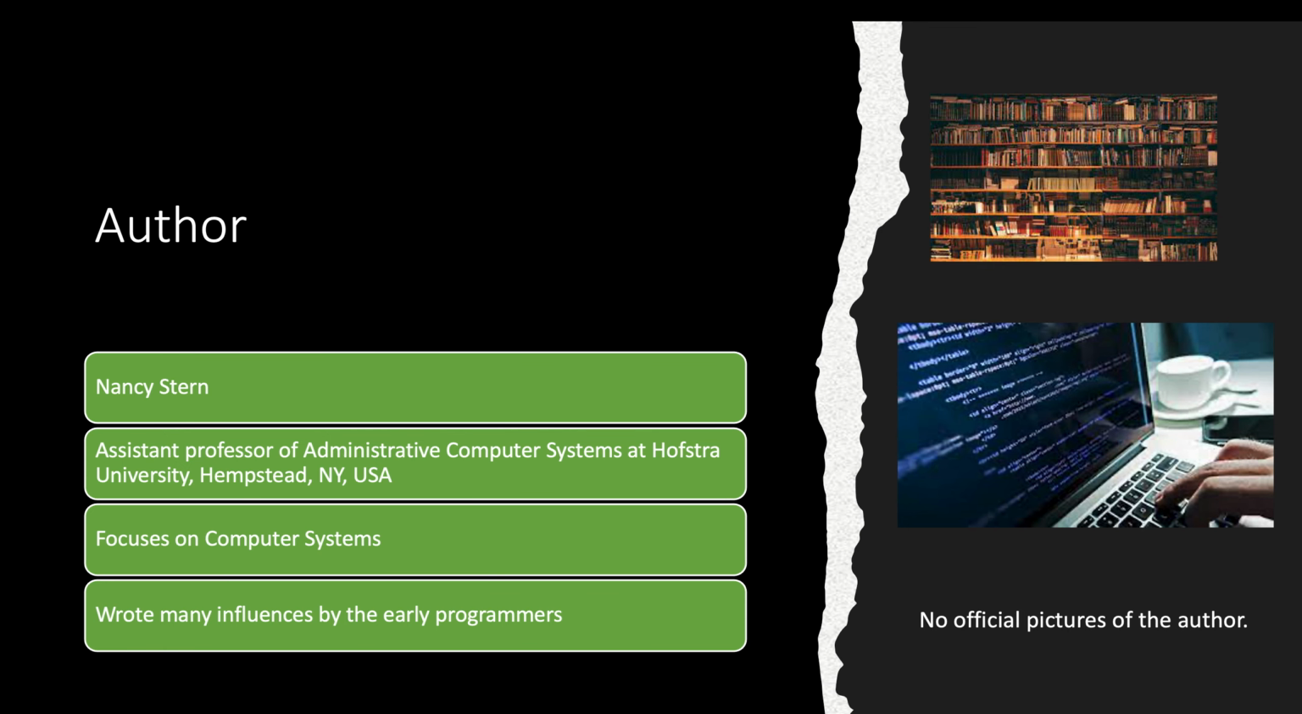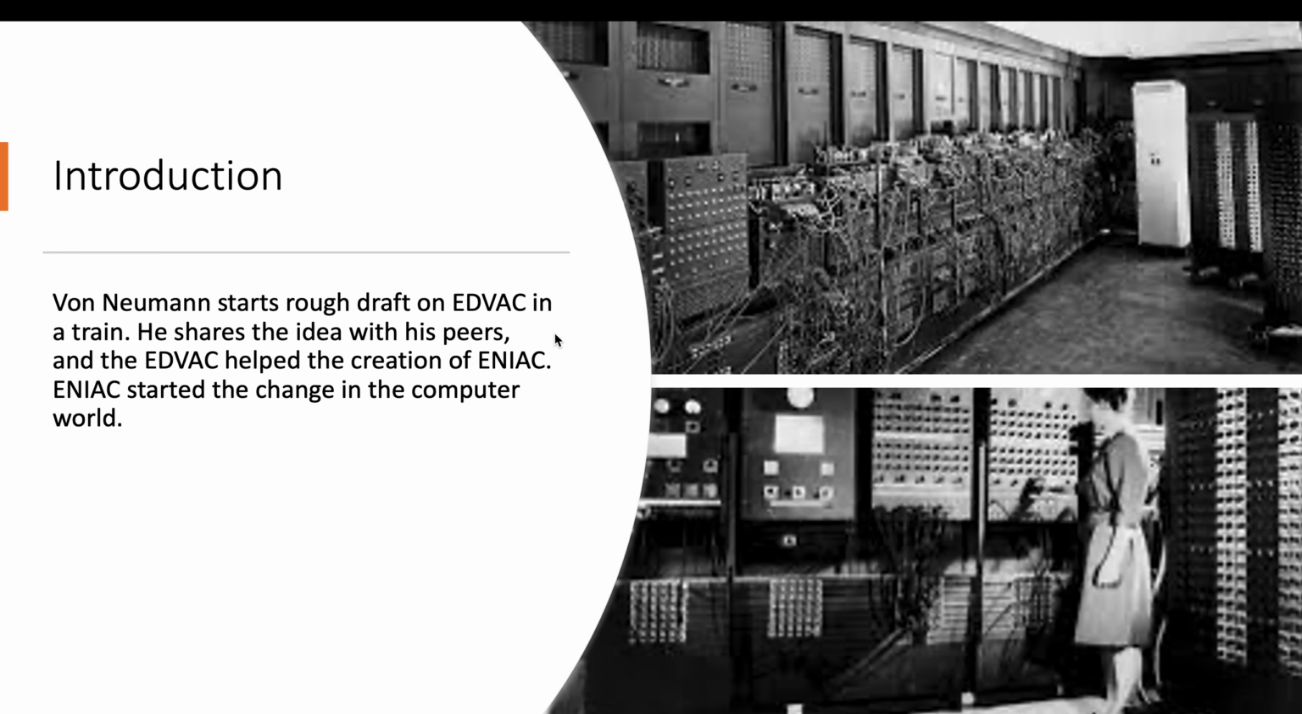The author is Nancy Stern. She's an assistant professor of administrative computer systems at Hofstra University, and she mainly focuses on computer systems. She has written many other influential books about what early programmers did, and it's in the IEEE database part of the UCO library, which we can find in my Word document links. We can check that out later.